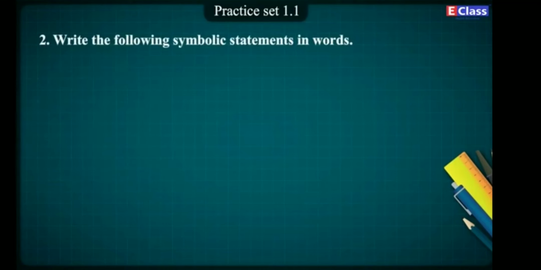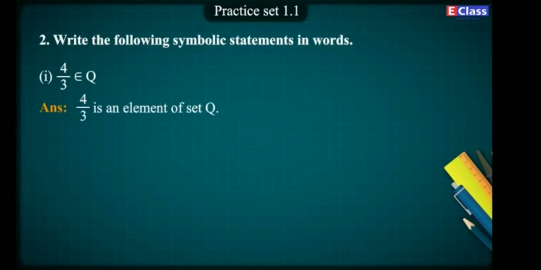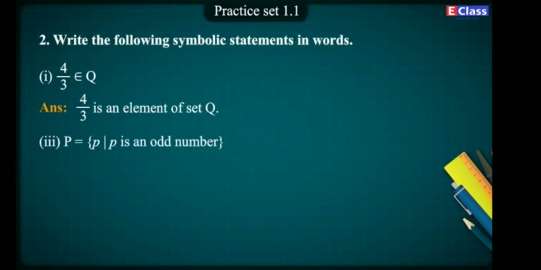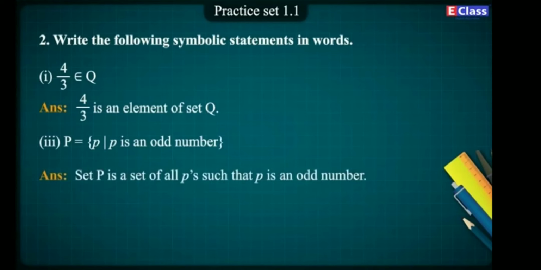2. Write the following symbolic statements in words. 1. 4/3 belongs to Q. Answer. 4/3 is an element of set Q. 3. P = {p | p is an odd number}. Answer. Set P is a set of all p's such that p is an odd number.